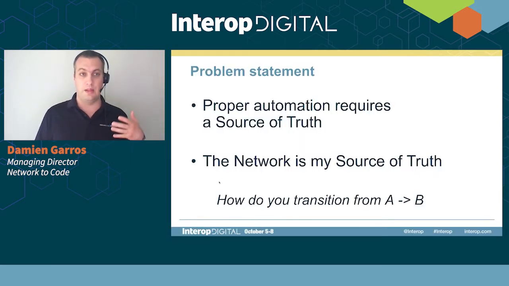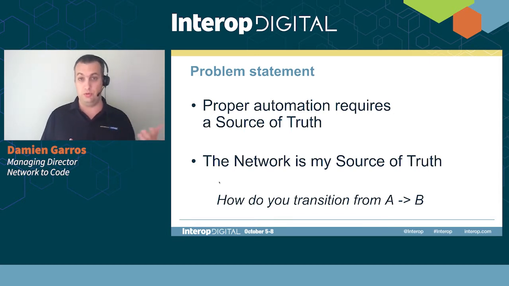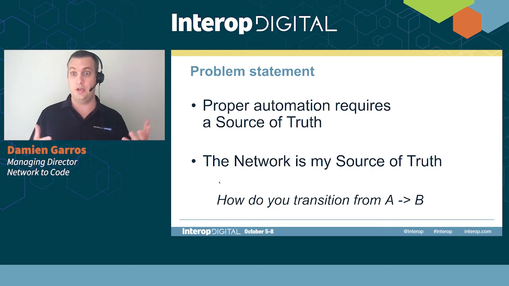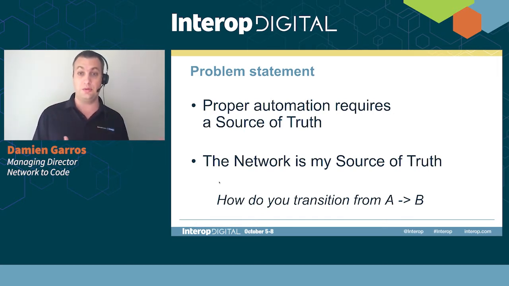So the problem statement is, and we definitely believe this at Network to Code, that to be able to do proper automation, you need to have a source of truth. The minimum requirement is to have an inventory, but very quickly you need to have the source of truth. If you're building a greenfield network, which is what we usually use to explain automation tools and solutions, it's kind of easy. But if you want to automate a brownfield network, that's really where the challenge is.